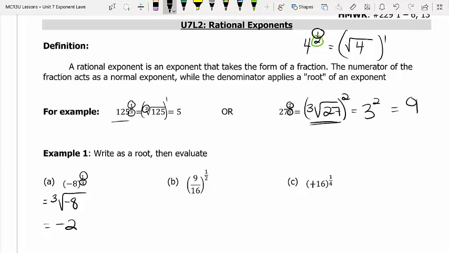Let's try part B. 9 over 16 raised to a half. The denominator is 2, so we're going to take the square root of everything, and our numerator is just 1. The square root of 9 over 16, you take the square root of the numerator and the denominator, is 3 over 4. And finally, 16 to the power of a quarter. Our denominator is 4, so we're going to take the fourth root of 16, and it's just another button on your calculator. The numerator is just 1, so that's irrelevant right now. Our final answer is 2.